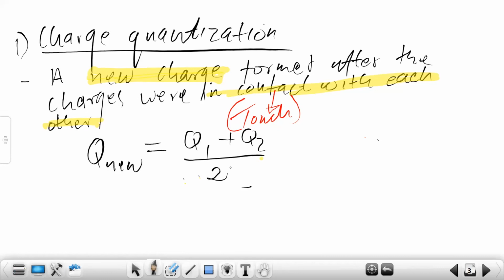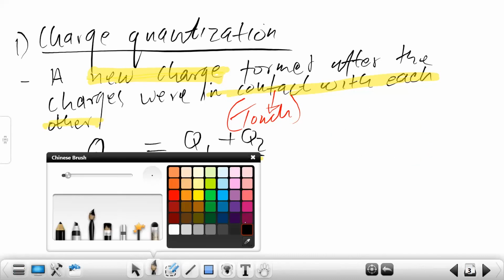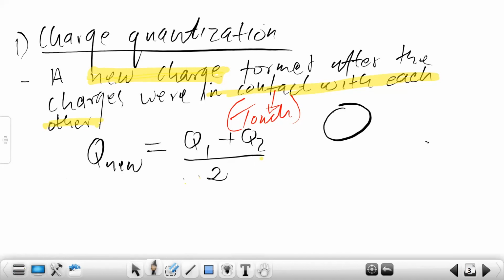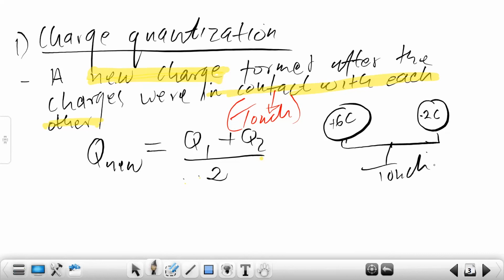It says now, if I have a charge here, which is a plus 6 coulombs, and I have another charge here, which is a minus 2 coulombs, and then we are in a position that now somehow they touched at a particular instance. So once they've touched, it means I'm going to have a new charge here and a new charge there. That is what it's basically saying.